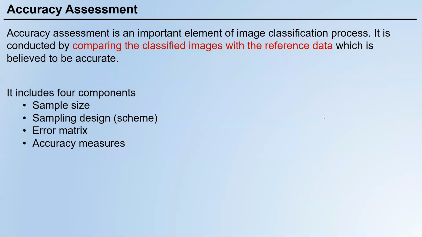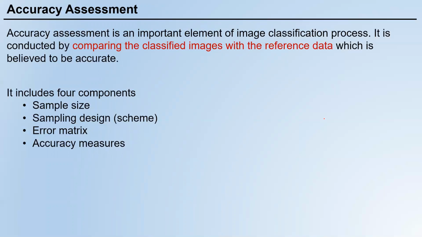Okay, so next part, the last part of this lecture, I want to talk a little bit about accuracy assessment of classifications. This step of classification is not exclusive to a specific category of classification or a specific method of classification. As long as you do classification, you need accuracy assessment when you get the result. So it is an important element of image classification processes.